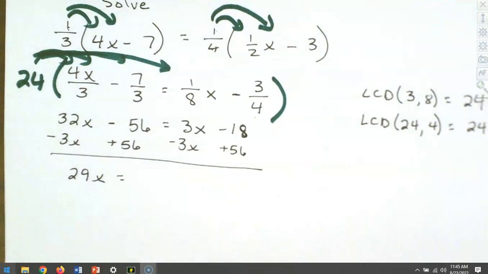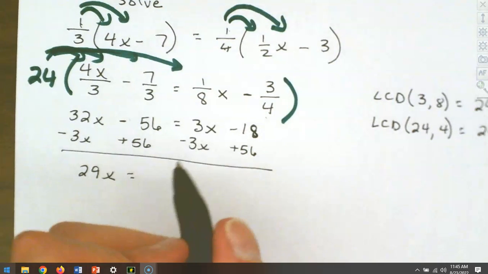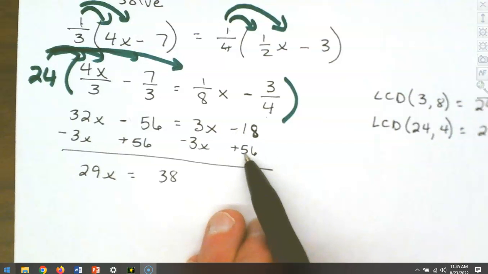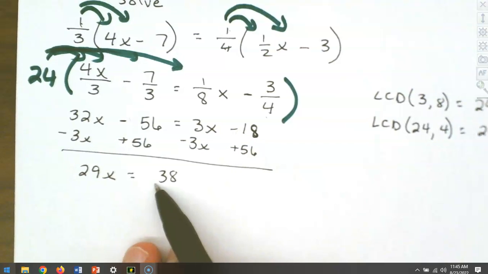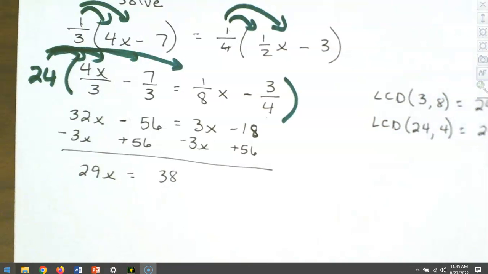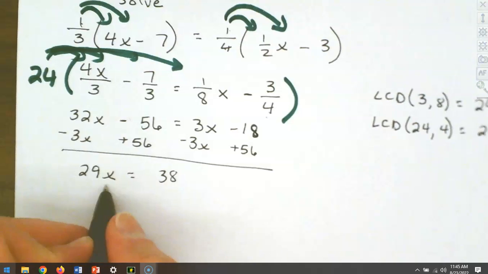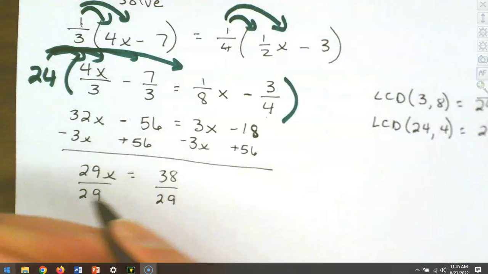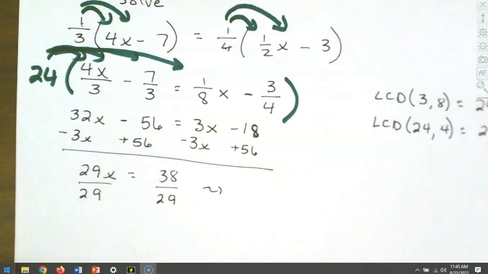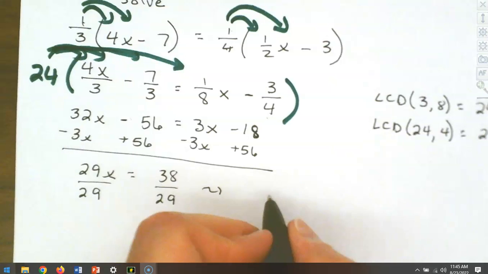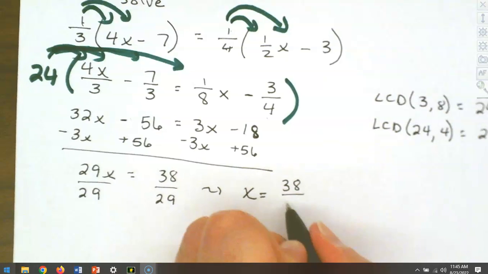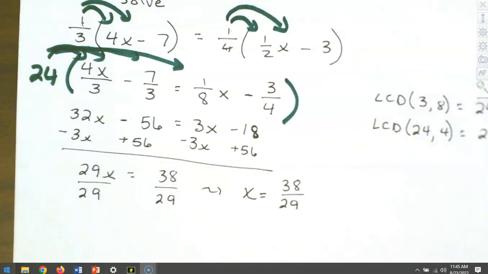3x's cancel. And then we've got 56 minus 18. Yep. That's going to be a 38, isn't it? Right. And watch your signs. 56 is positive, so that means your answer is positive. And 56 minus 18 should make it that 38. Now we divide by our 29. We don't make it a decimal. You leave it as a fraction, and it's not going to reduce. So my answer would then be 38 over 29.